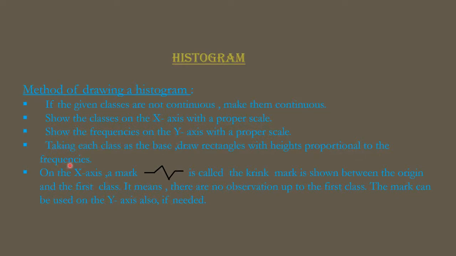And last point, on the x-axis, a mark called the kink mark is shown between the origin and the first class. It means there are no observations up to the first class. The mark can be used on the y-axis also if needed.